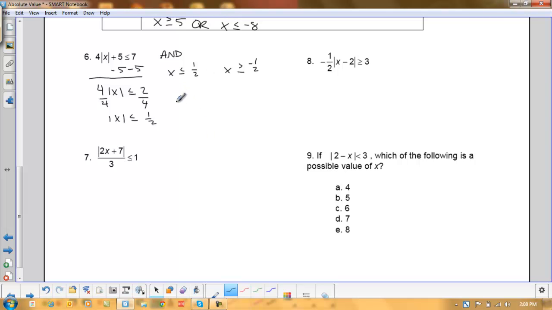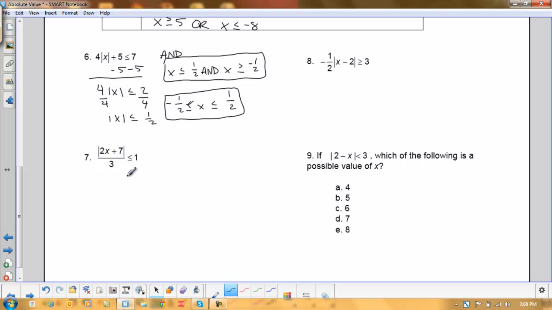What I can do here is write it as a compound inequality. Negative 1/2 is less than or equal to x, which is less than or equal to positive 1/2, is my solution. Now, if you don't feel comfortable changing it into a compound inequality, that's no big deal. As long as you use the right word, this is also an appropriate solution statement.